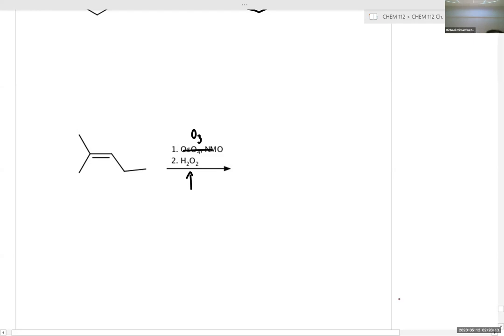So in turn, we would expect a ketone, and what functionality results from an oxidative workup? An aldehyde or a carboxylic acid? What do we get out from our oxidative workup? Yep, a carboxylic acid. Exactly right.